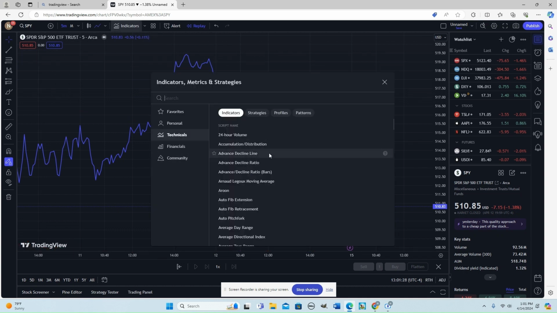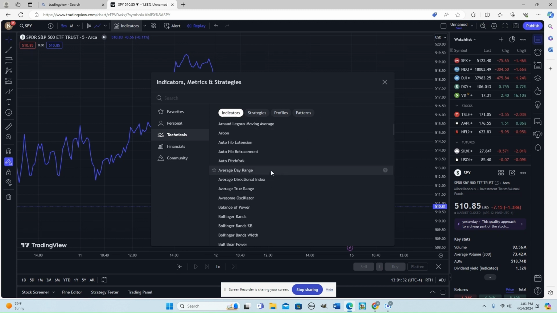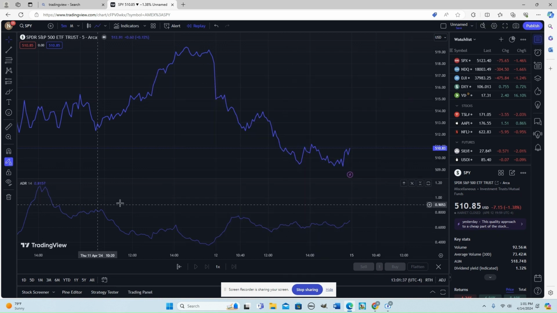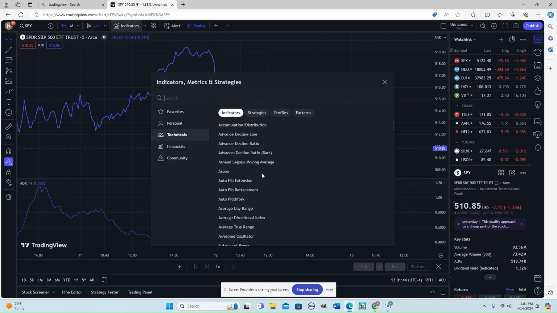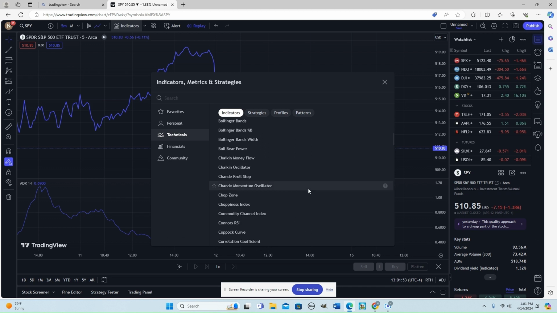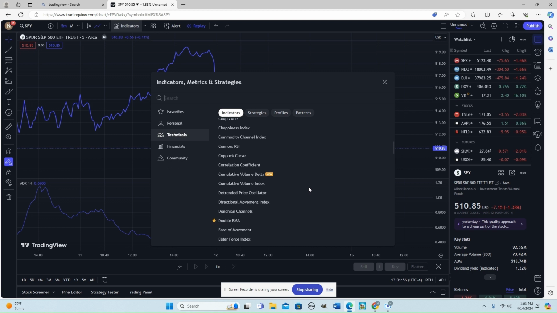So we'll go to technicals. Let's go. We'll do average day range, which is obviously a good way to see the average day range. Let's see what else we can add. We'll do fib retracements, Bollinger Bands. Let's stick to the typical stuff. We'll go double EMA.